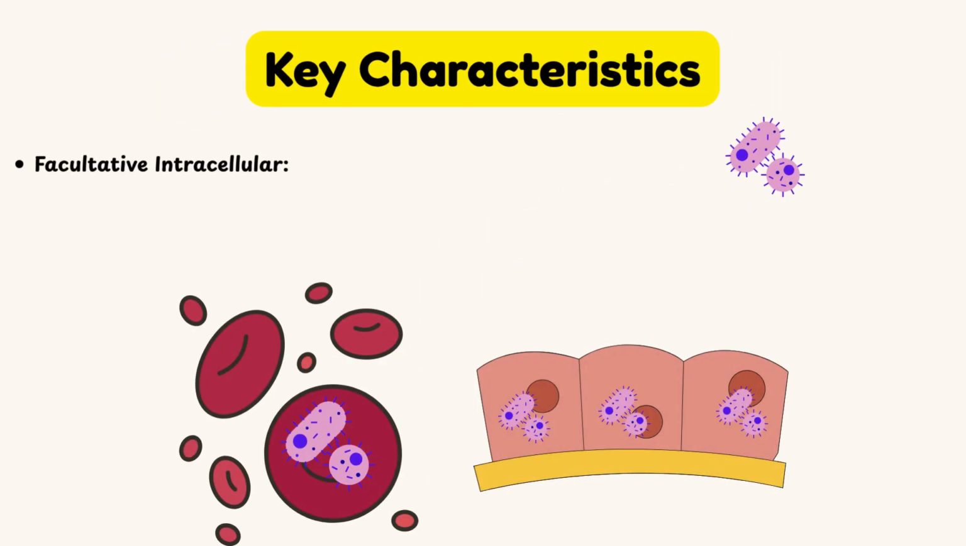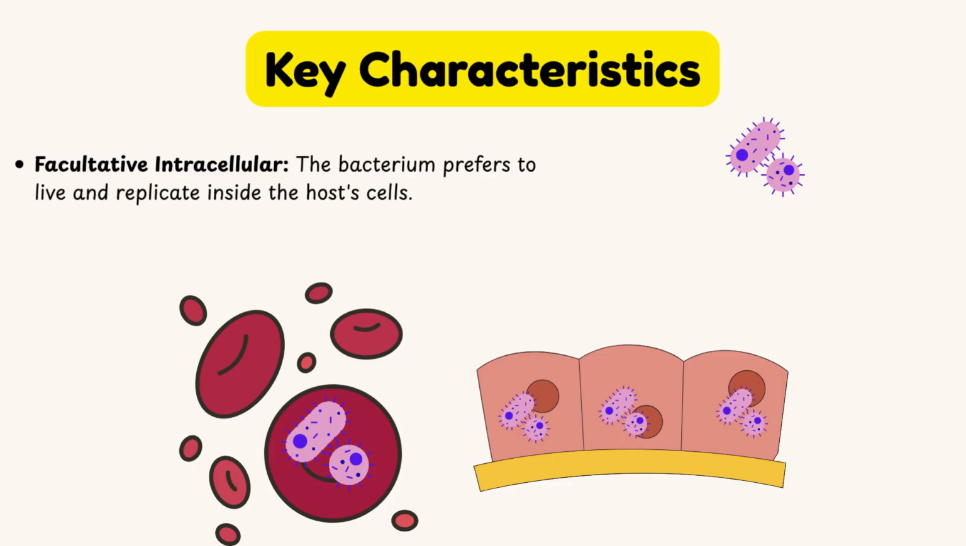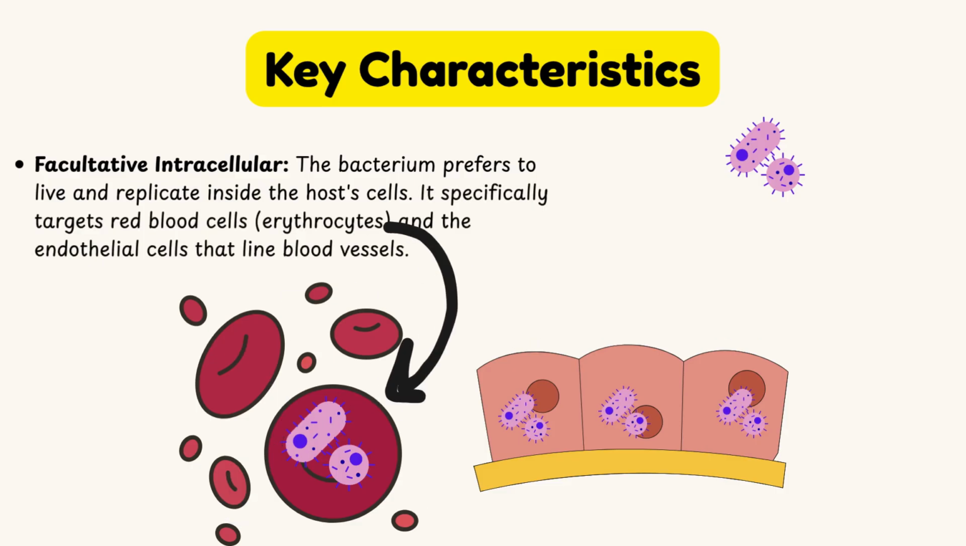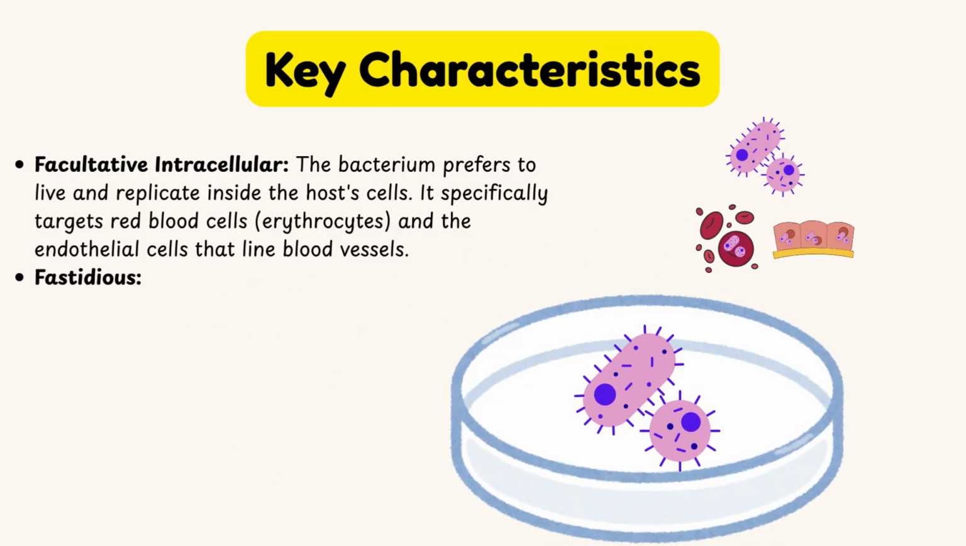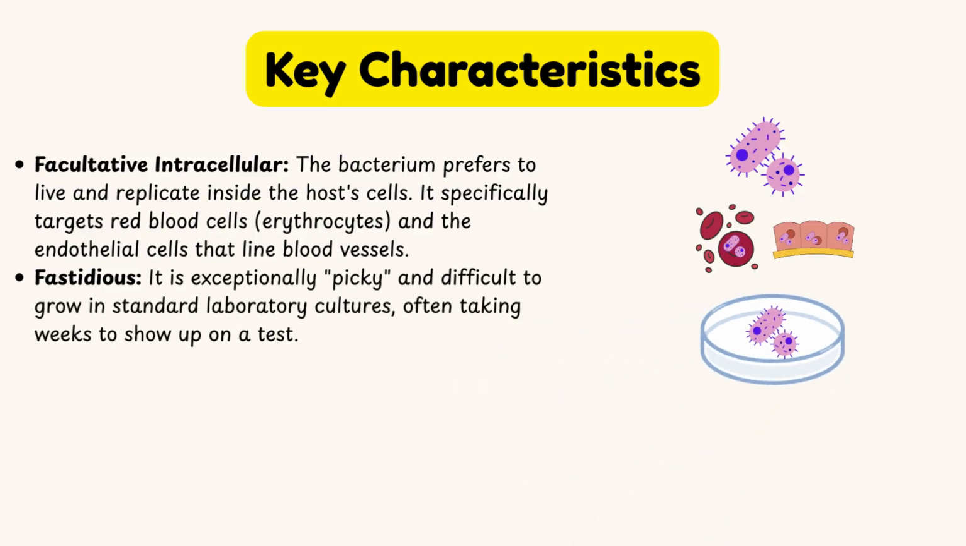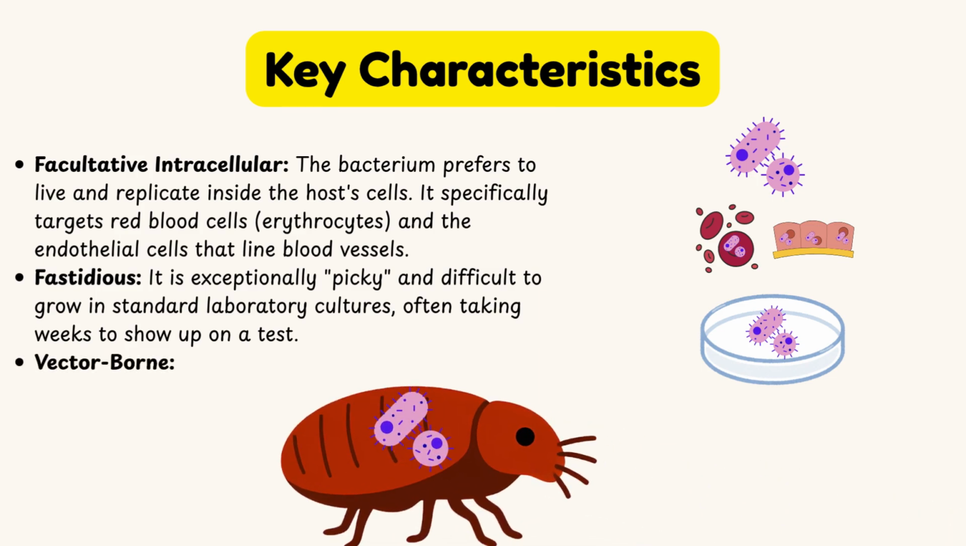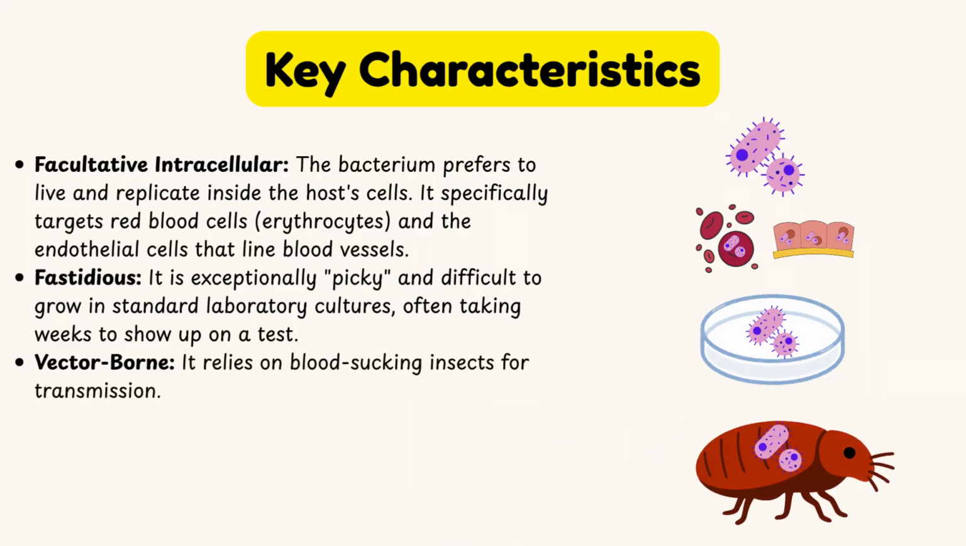Facultative intracellular: the bacterium prefers to live and replicate inside the host cells. It specifically targets red blood cells, erythrocytes, and the endothelial cells that line blood vessels. Fastidious: it is exceptionally picky and difficult to grow in standard laboratory cultures, often taking weeks to show up on a test. Vector-borne: it relies on blood-sucking insects for transmission.